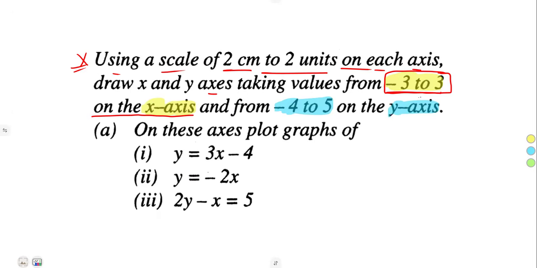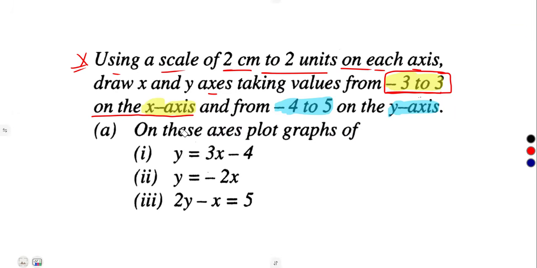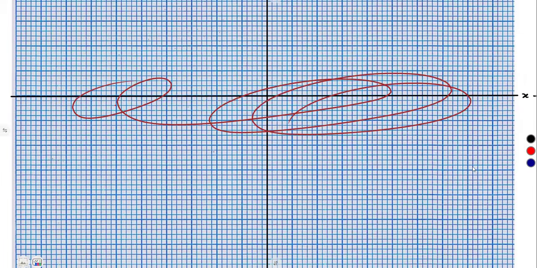So it is important that you must have that interval. Your values must be taken within what you're given, depending on the instruction that you're going to have. So 2 centimeters to represent 2 units on both axes. The x-axis, the same, 2 centimeters.